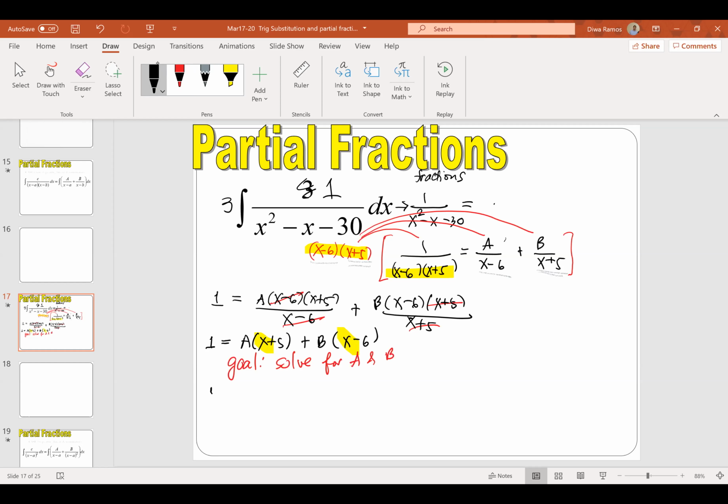For example, if x is equal to 6, I'm definitely sure that b will disappear because it will be 6 minus 6. So if I do that, I have 1 is equal to a times (6 plus 5) plus b times (6 minus 6), because I just chose 6 and it's convenient for me because this will be 0. And this is a times 11. And I can just isolate a by itself. So a equals 1 over 11.